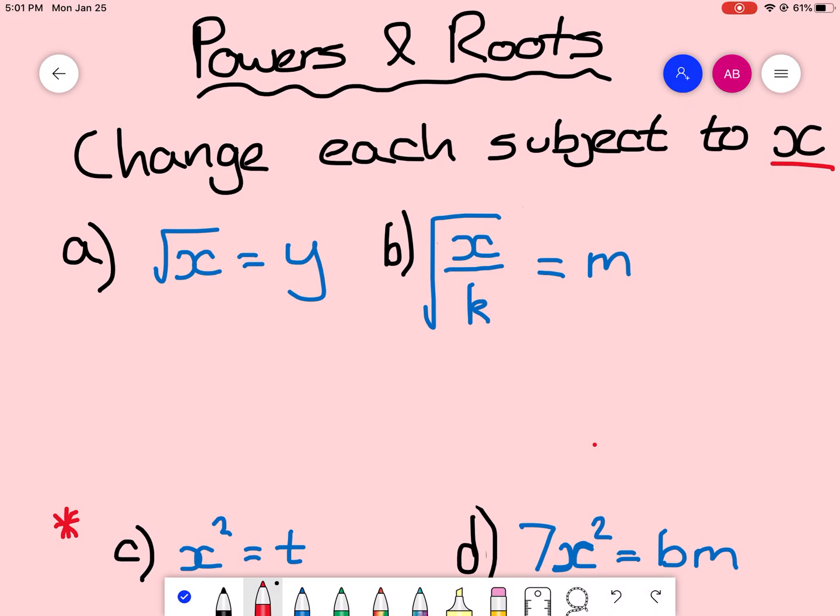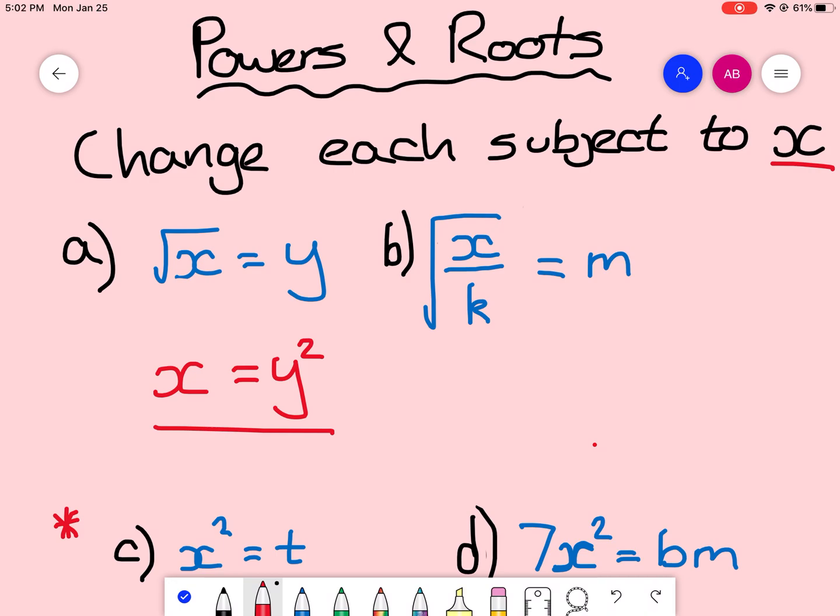So in this case, in the case of A, we've got the square root of x. Now to undo a square root of something, we have to square both sides. Now when I square the square root of x, I get x, and that is equal to y squared. That's x on its own, therefore the subject of this formula is now x.